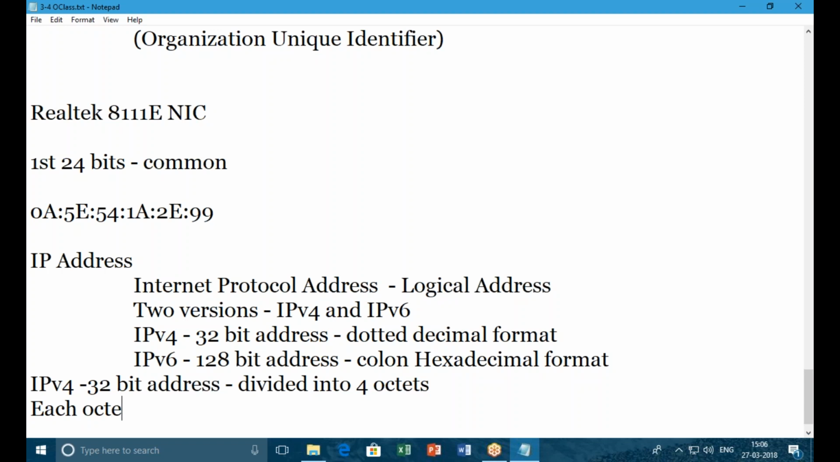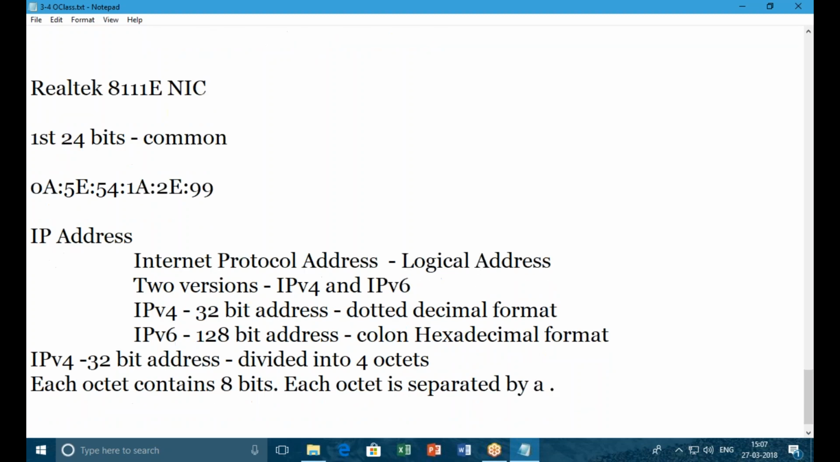Each octet contains 8 bits, and each octet is separated by a dot. Now, what is a bit? Bit means, in computer language, a binary number, 0 or 1.